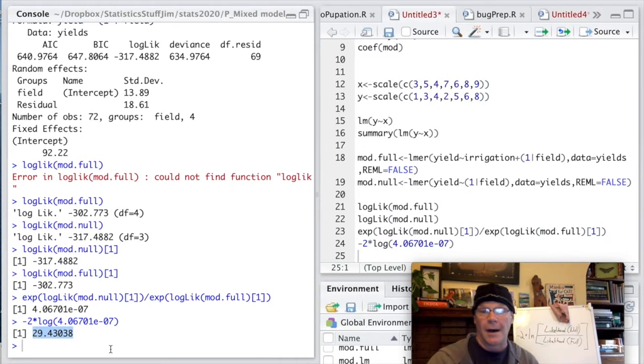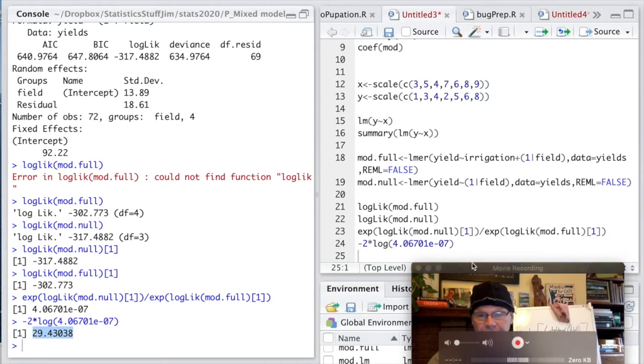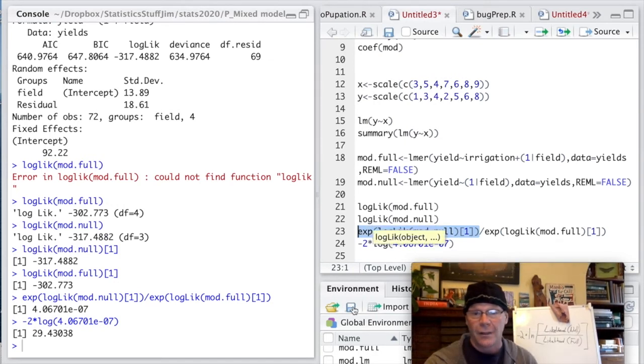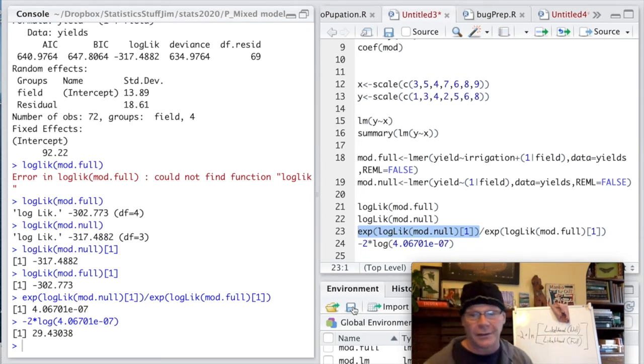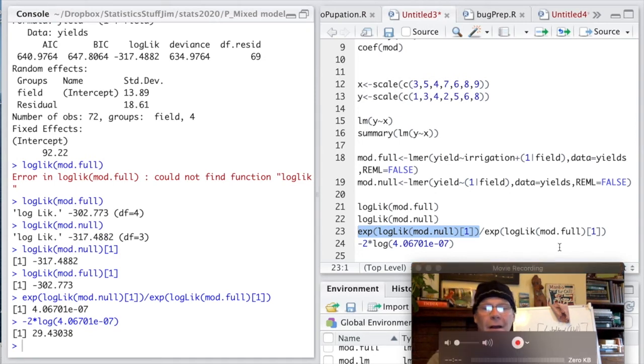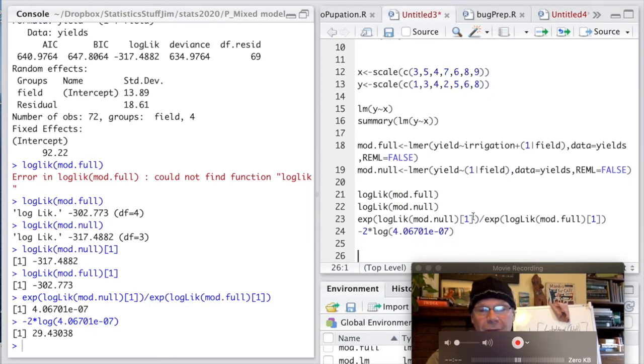Okay. I will point out, just in case it was confusing you, why I put that exp there. That's because the logLik function extracts the log likelihood, and if I want to use this math here, I don't want the log likelihood, I want the likelihood, so I had to exponentiate those values. This is the exact same thing as if we were to simply take the log likelihoods.